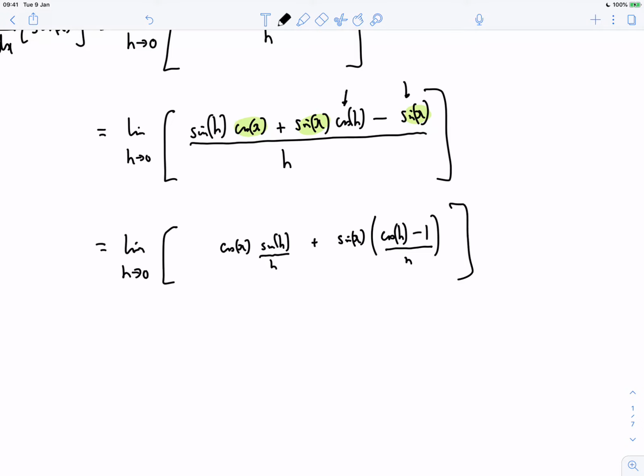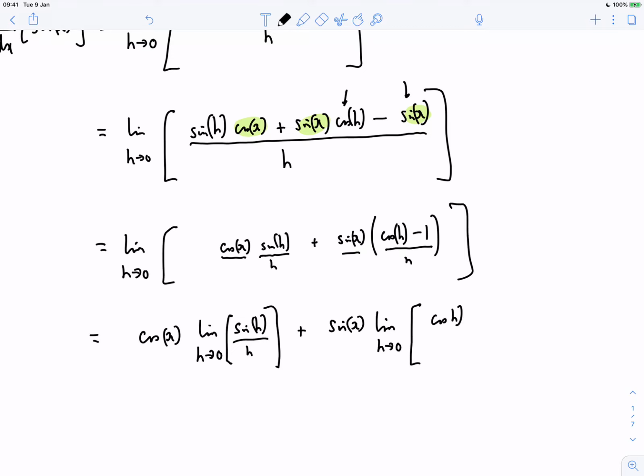So now what have we got? We can redistribute the limit in there. Now because x doesn't depend on h, this means I've got cosine x lots of the limit as h tends to 0 of sine of h over h. So that's something we need to evaluate. Plus, and since the sine x here doesn't depend on h, we can take that out as a factor. So this will be sine x times the limit as h tends to 0 of cosine of h minus 1 over h.